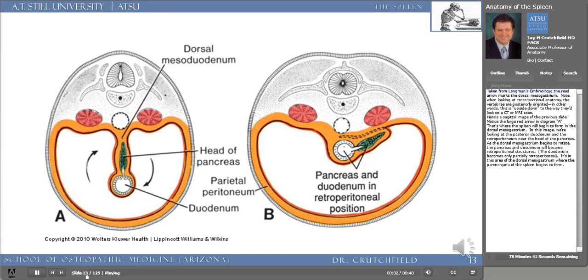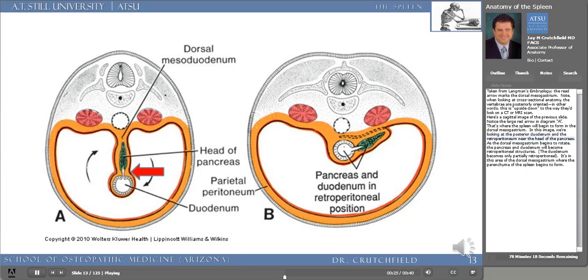Here's a sagittal image of the previous slide. Notice the large red arrow in diagram A. That's where the spleen will begin to form, in the dorsal mesogastrium. In this image, we're actually looking at the posterior duodenum and the retroperitoneum near the head of the pancreas.